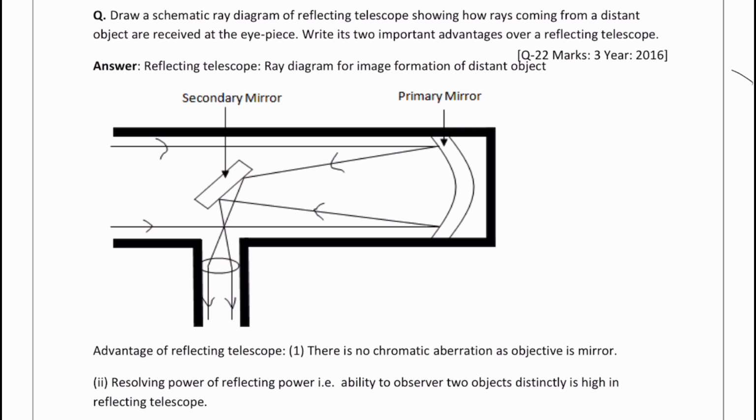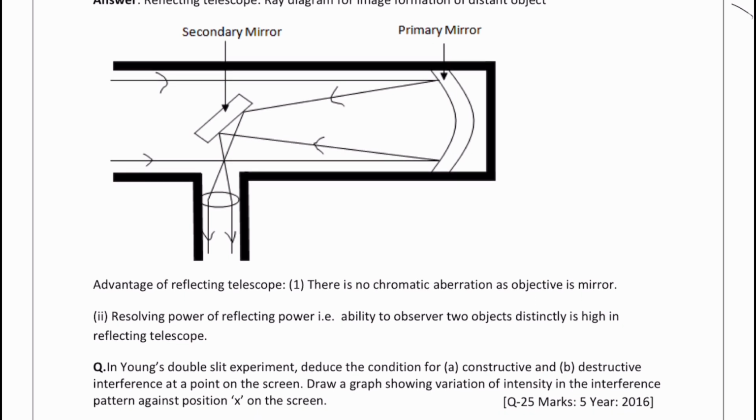Draw the schematic ray diagram of a reflecting telescope showing how rays coming from a distant object are received at the eyepiece. Write 2 important advantages over the refracting telescope. So we will describe now the advantages of the reflecting telescope. So, the schematic of the reflecting telescope.